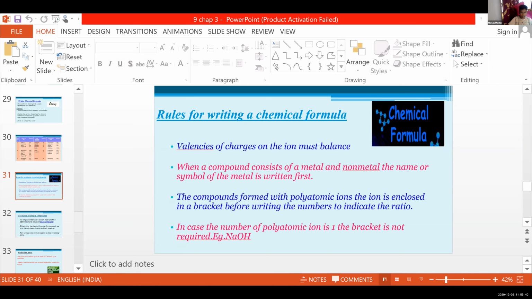I will repeat it once again. The valencies of the charges on the ion must balance. Then second one, when a compound consists of a metal and non-metal, the name or symbol of the metal is written first. Then if only one polyatomic ion is present, bracket is not required, and for more than one polyatomic ion, bracket is needed. Clear? Any confusion? Any doubt?